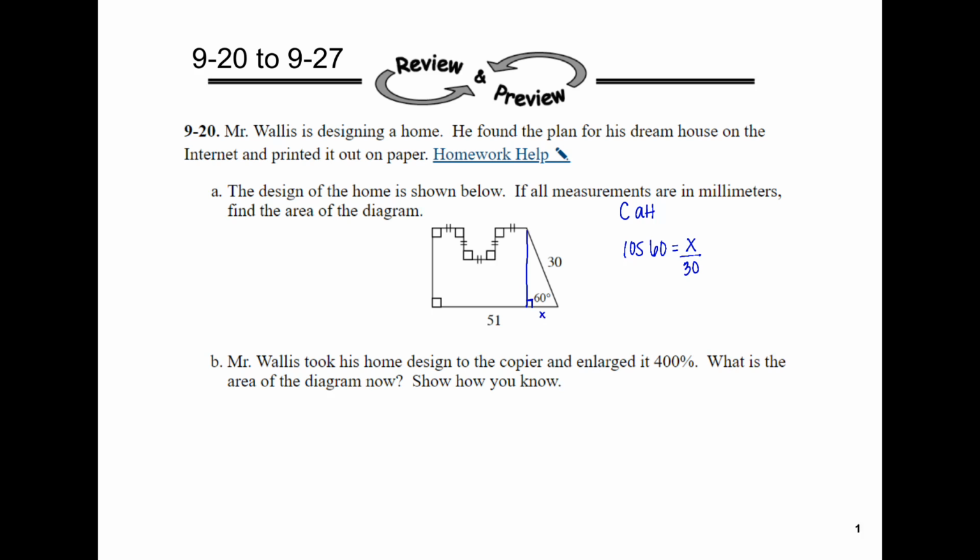I then want to multiply my trig function, which tells me that x is 15. I then know that all three of these pieces are congruent, so I can take 51 and subtract 15 from it, and I know that I am left with 36 for this distance. So I know that 36 divided by 3 gives me a distance of 12 units.